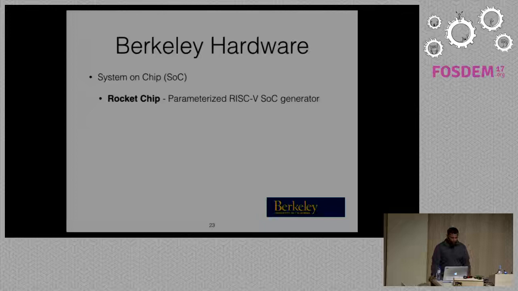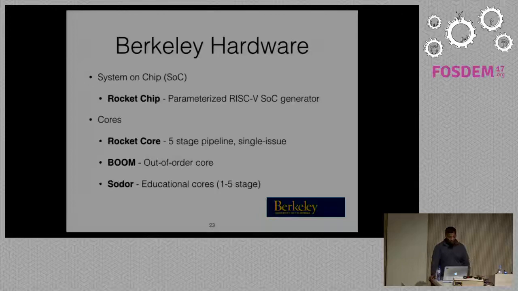In addition to the system on chip, there are a number of cores you can choose from. The Rocket core is kind of the standard core that many people use. It's a 5-stage pipeline, single issue. There's also BOOM, which is an out-of-order core. It's a research project by Chris Celio at Berkeley. It's pretty cool that you can study the source code of an out-of-order core. There aren't that many out there for people to study.